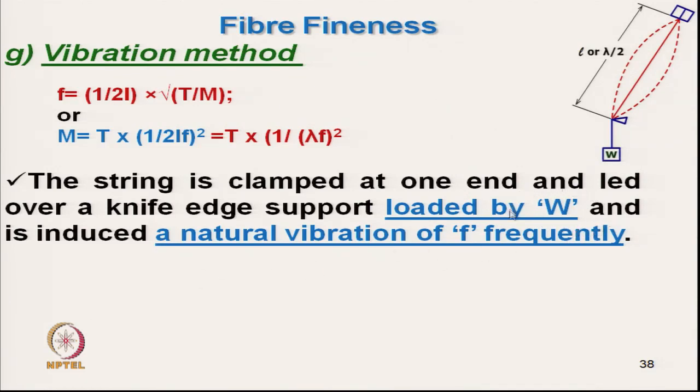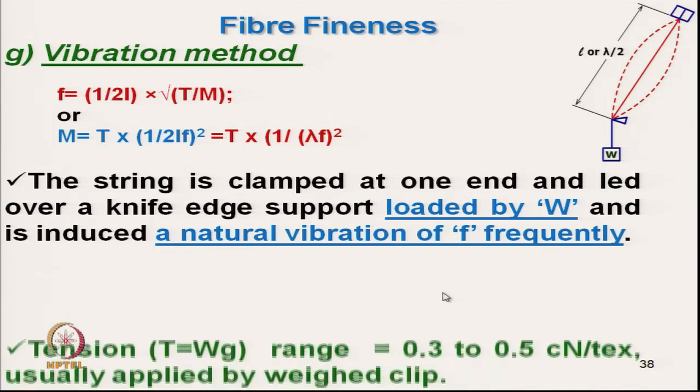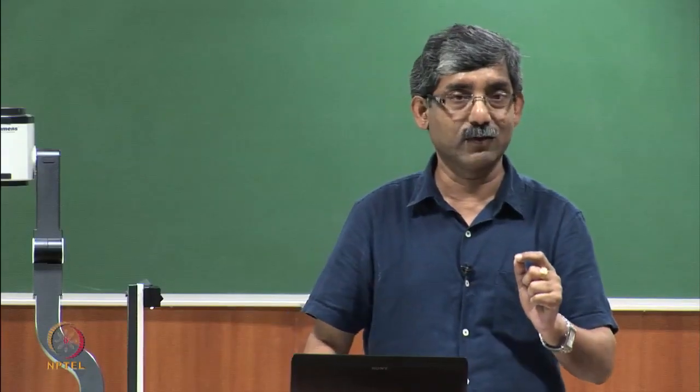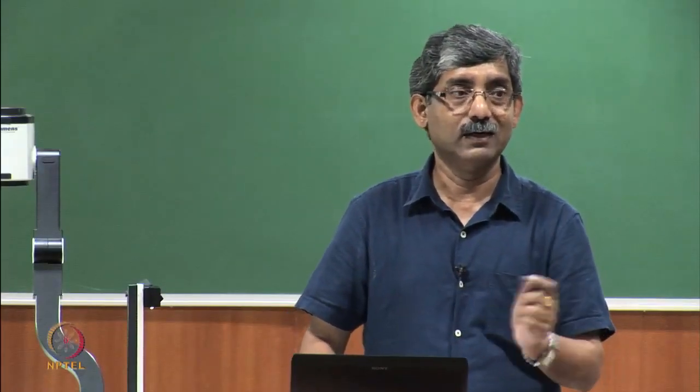And so the tension on the string will be Wg, and it induces a natural vibration of frequency f. If we know the natural frequency of vibration, then we can calculate the mass per unit length. So how do we get the natural frequency? We have to vibrate this string with a wide range of frequencies, and at one particular frequency, it will have very high, intense vibration.